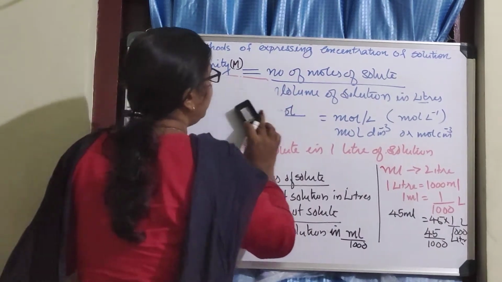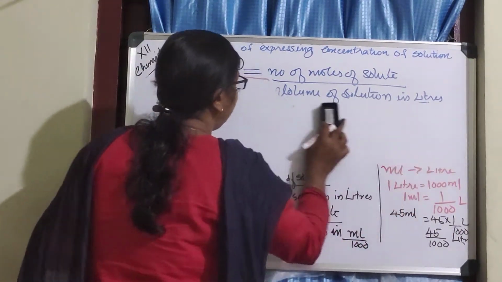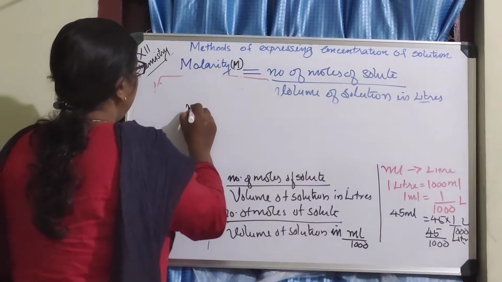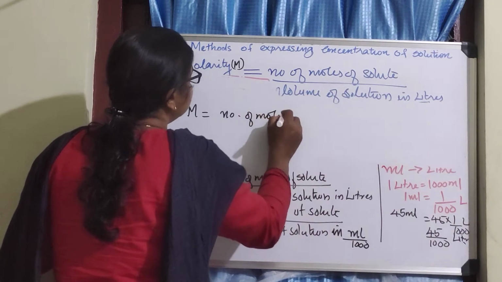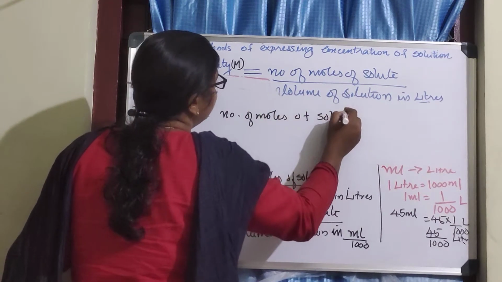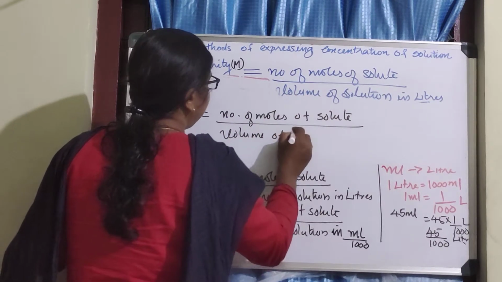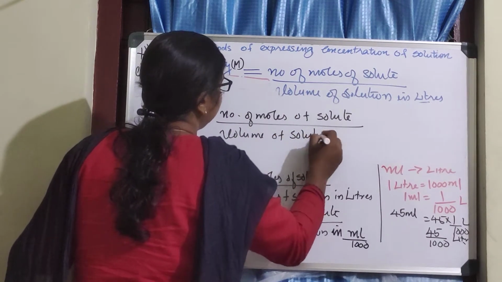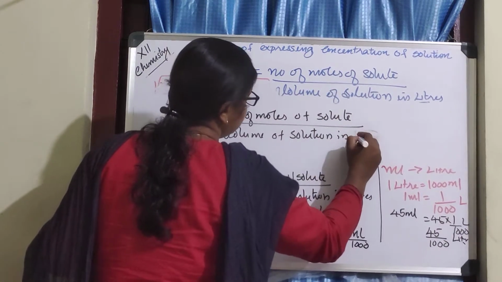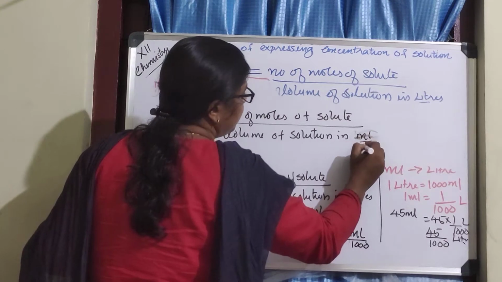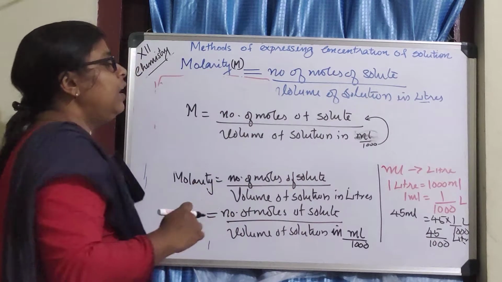To find the molarity, if the volume of the solution is given in ml, what we have to do? We have to use this equation: number of moles of solute by volume of solution in liters, not in liter, it is in ml. Here there was a 1000, right? So this 1000 we have to multiply in the numerator.